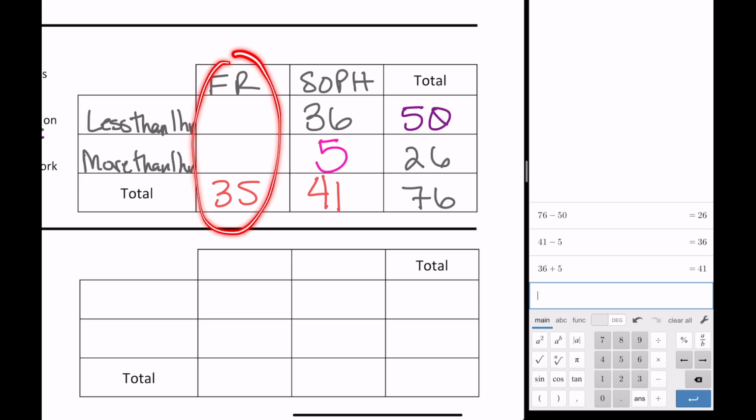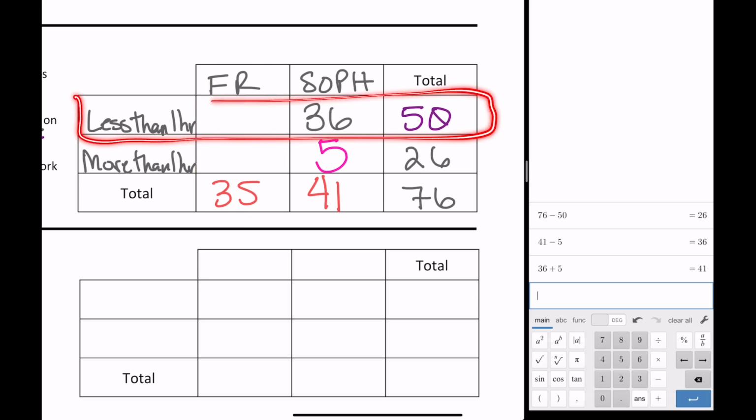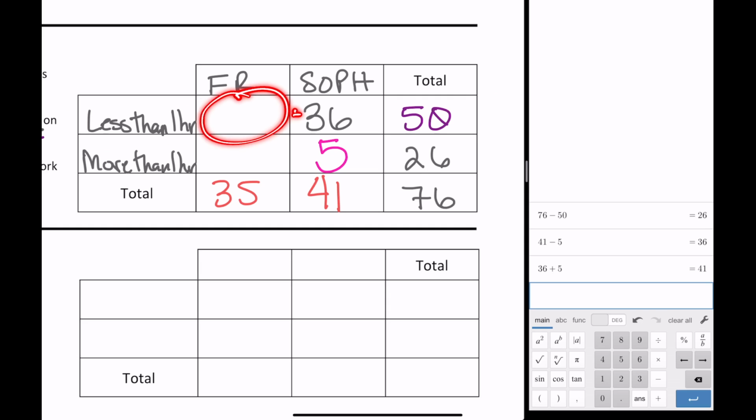Now, I'm trying to figure out my freshman column here, but I can't because I don't have 2 pieces of information. So what I'm going to do is look at the rows. So I'm going to start with this row. This row has 2 pieces of information, so that can help me to figure out my missing piece here. So I have to figure out what number plus 36 would equal 50. I'm going to take the bigger number, 50, minus that smaller number, 36, and that says 14. And I can double check that by saying, is 14 plus 36 equal to 50?